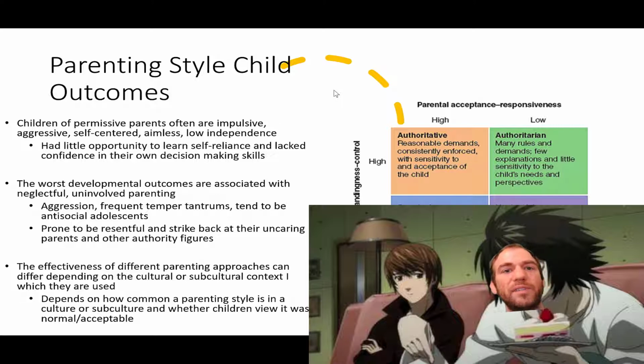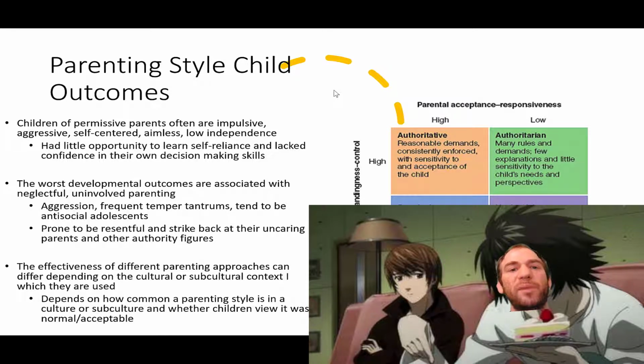And then it's intuitive based on classic understandings, wherein permissive parents have very high acceptance and responsiveness, but very low demand. Children really don't learn self-reliance and can't really develop their own decision-making skills because they're always asking their parent to do it for them.